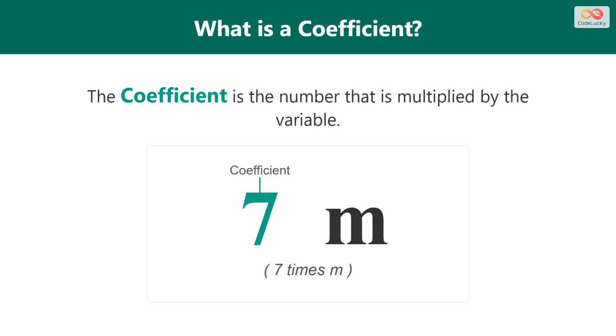So, what is a coefficient? A coefficient is the numerical factor of a term containing a variable. In simpler words, it is the number that is being multiplied by the variable. It usually sits directly to the left of the letter.